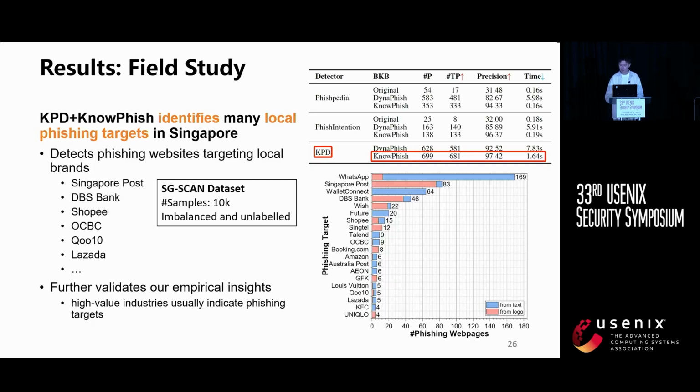And in our field study, we evaluate the approaches on a real-world dataset from a Singapore governmental agency. In addition to the fact that KPD plus KnowPhish detects the greatest number of phishing web pages, it also identifies many local phishing targets in Singapore, like Singapore Post, DBS Bank, and Shopee. This further validates our empirical insight that high-value industries usually indicate phishing targets.